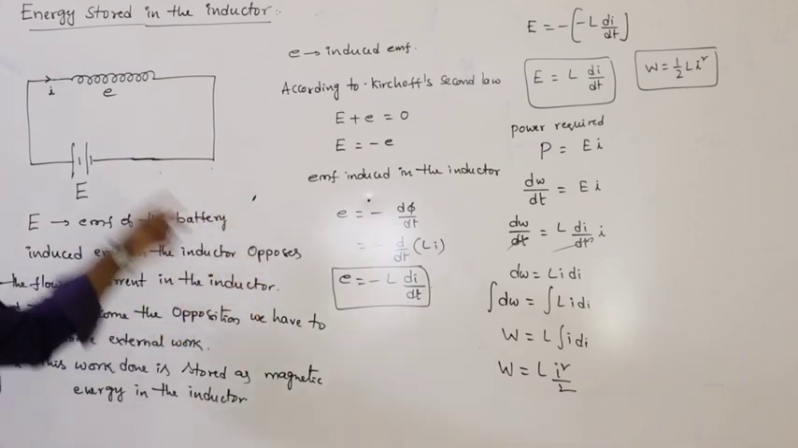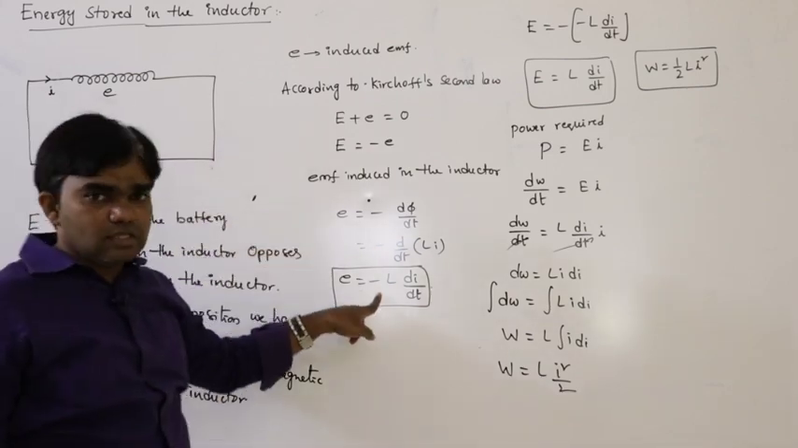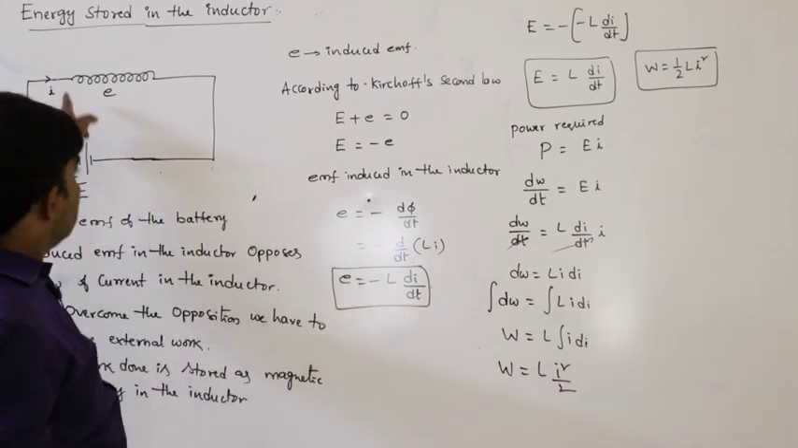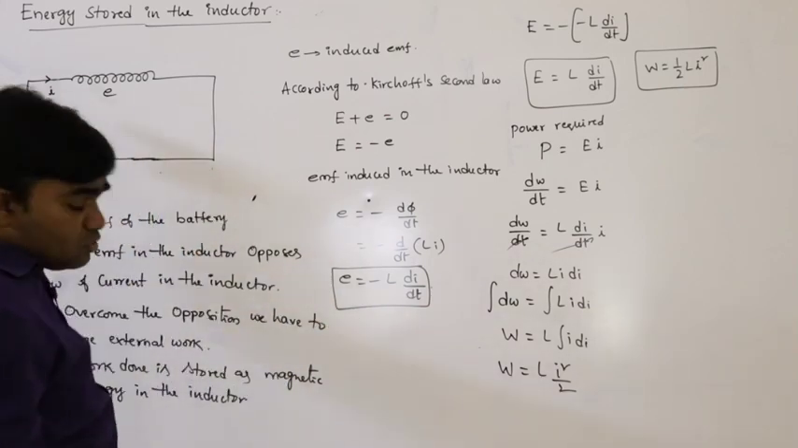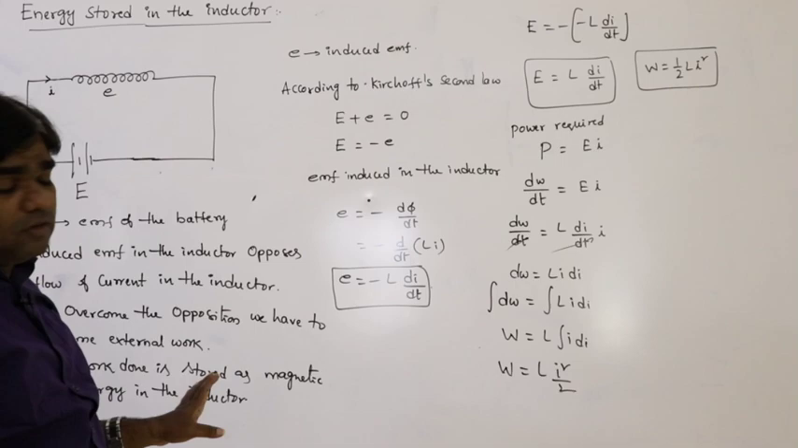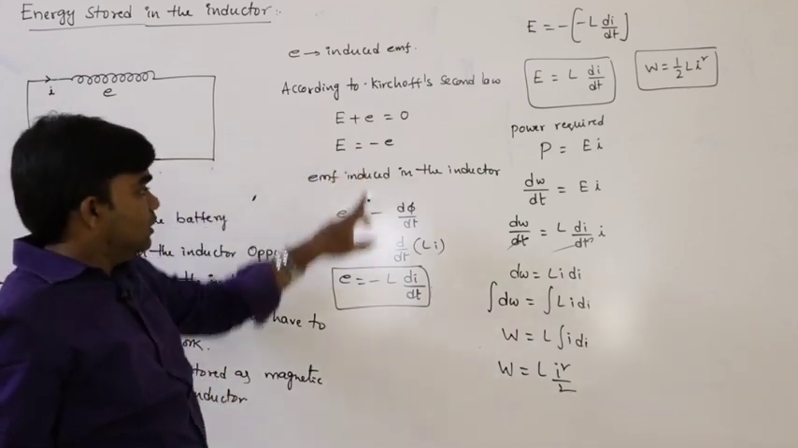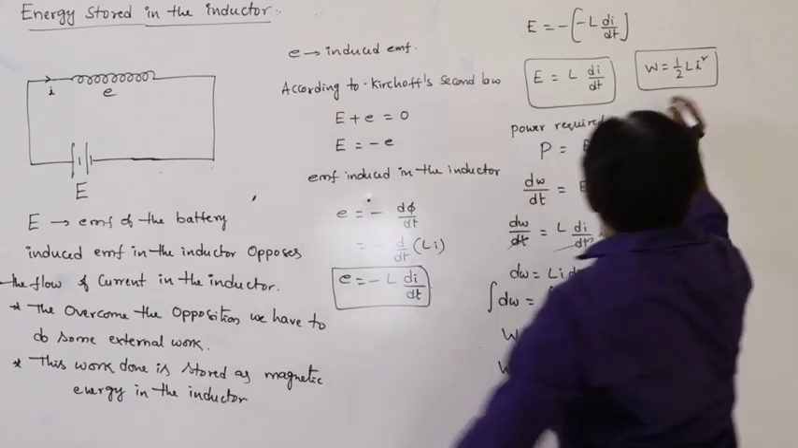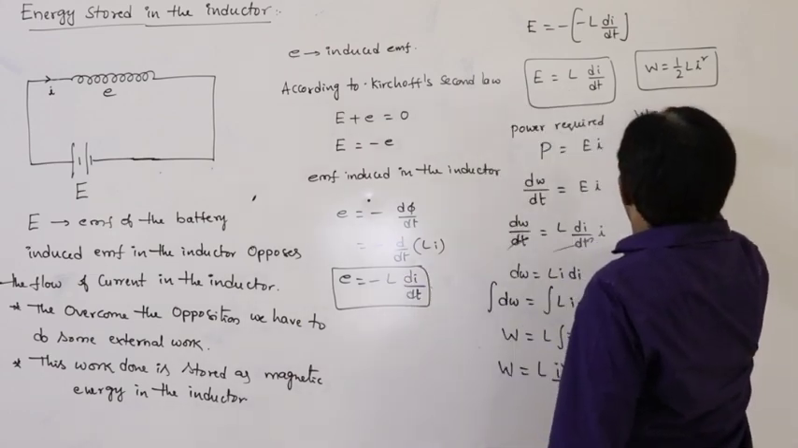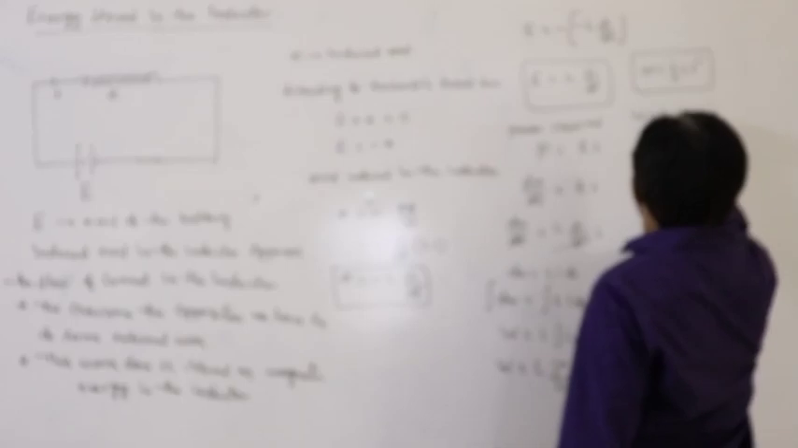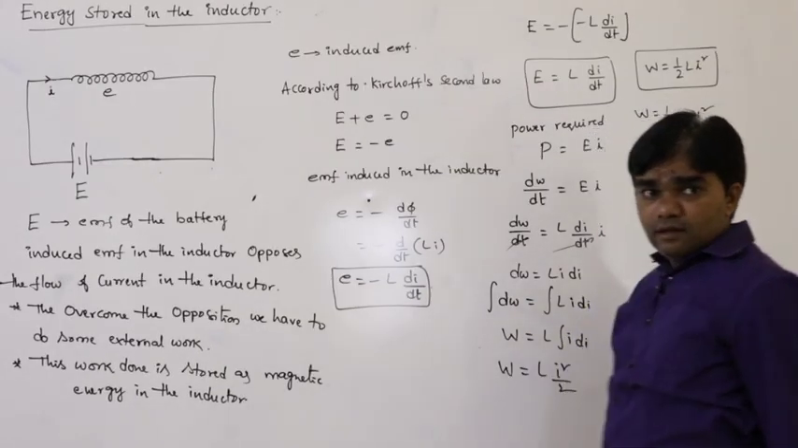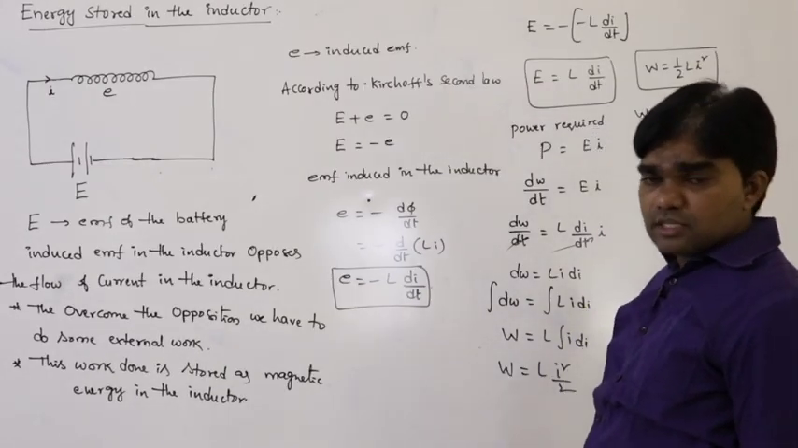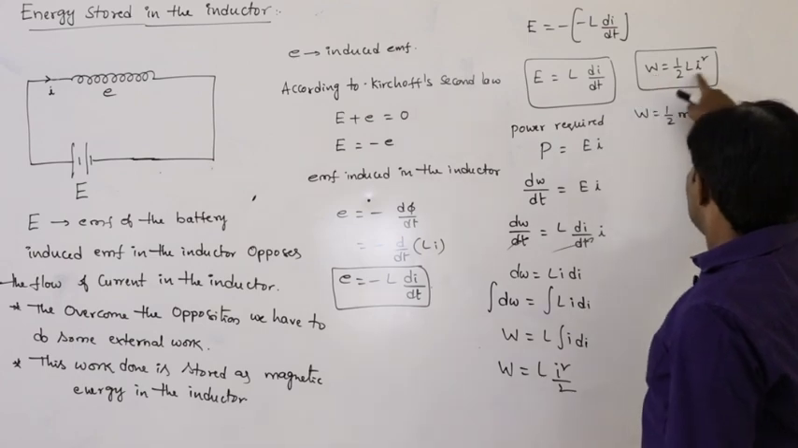That is the condition. What is the EMF induced? This is the EMF induced. But according to Kirchhoff's law, in a closed loop, the net potential must be equal to 0. So that is the induced EMF. Based on this, W is equal to half L I square, the same as W is equal to half m v square, the kinetic energy in mechanics.